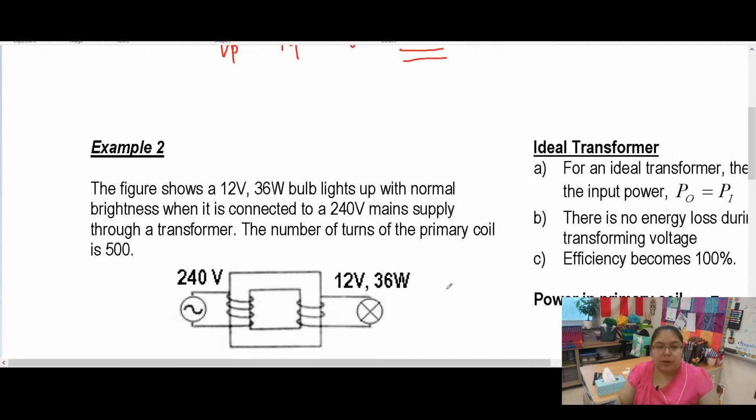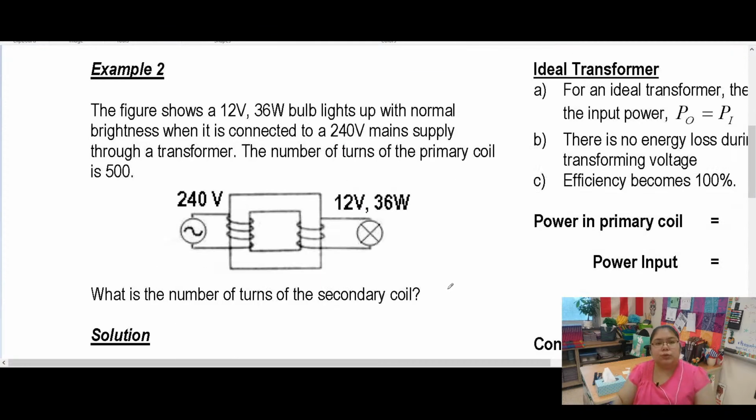Then we go to example 2. Example 2 shows a diagram. Let's see the diagram. 12 volt, 36 watt. This one is for the bulb. Bulb normally is the output. This one sure is the primary because there is a battery, or you say power supply. Cannot say battery, battery is direct current. This one is a power supply, alternating current.